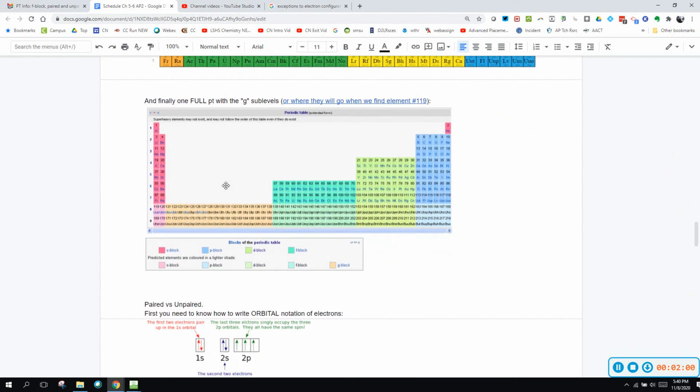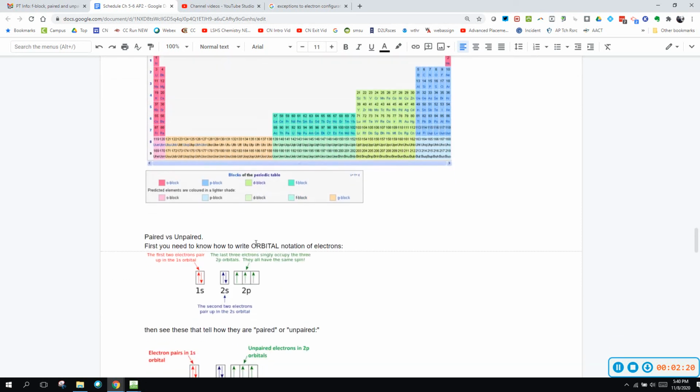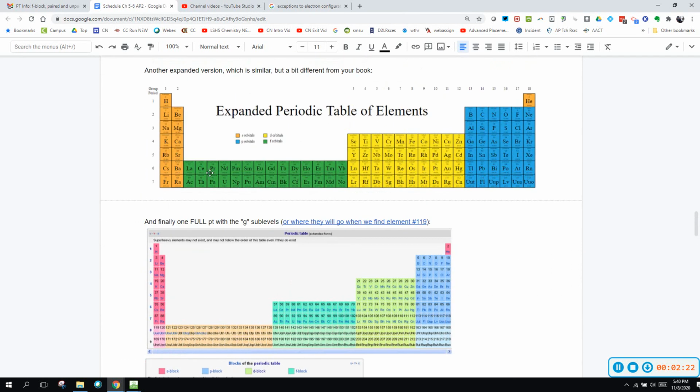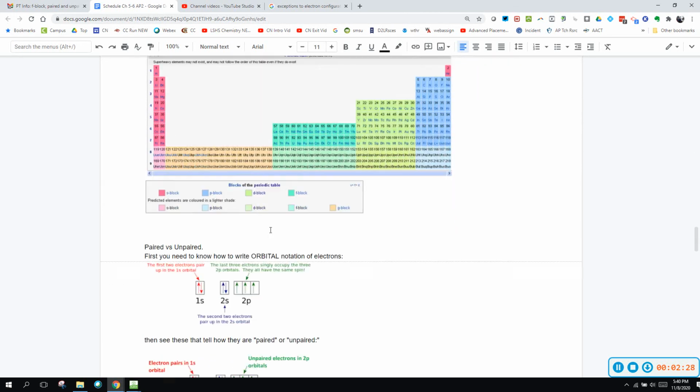Here's a full table with g sublevel electrons. Now these haven't been discovered yet, but it's theorized that these exist from 119 on. And these would fit in between the f's and a whole bunch of f's that haven't been found yet, and the d's and then the p's over here. So this is a full g level orbitals as well. So knowing that those fit in between, when you write your electron configuration for these guys, make sure to fit that lanthanide actinide series in there.